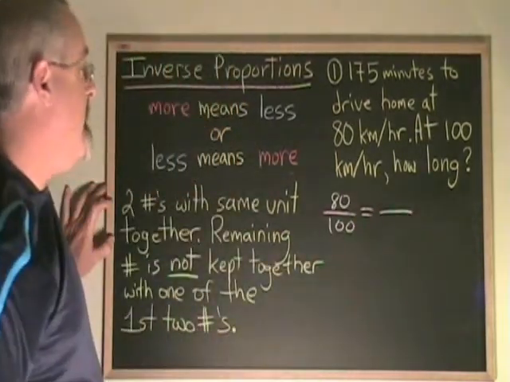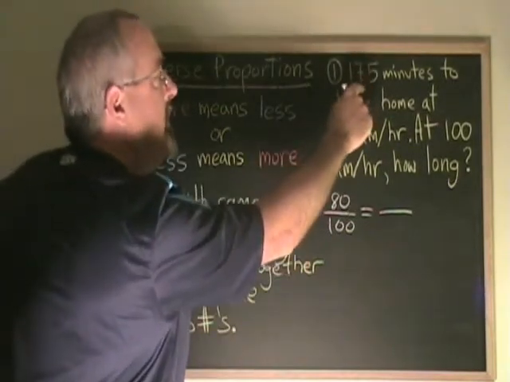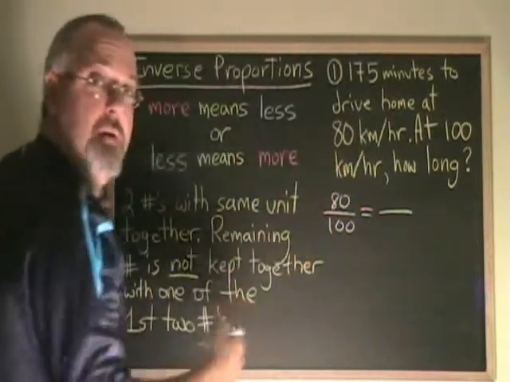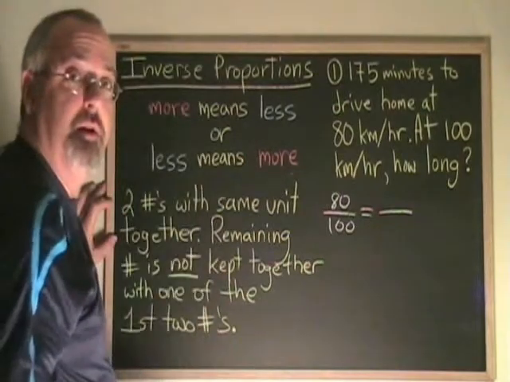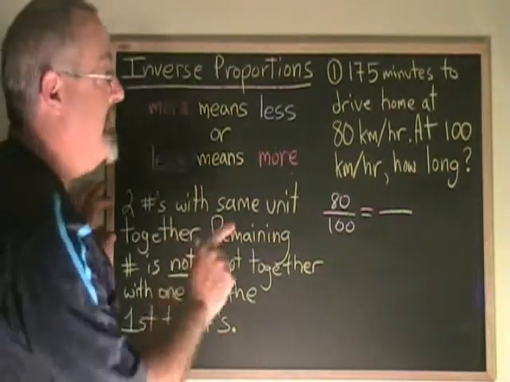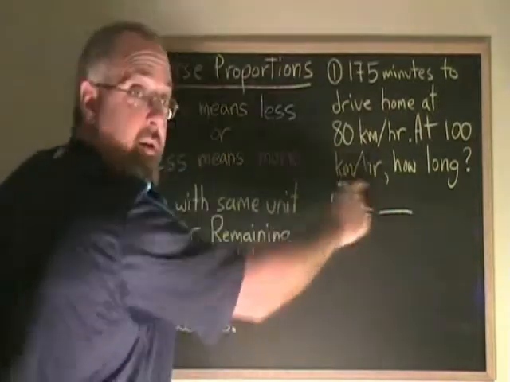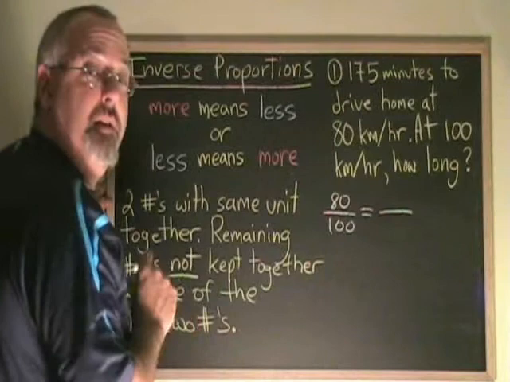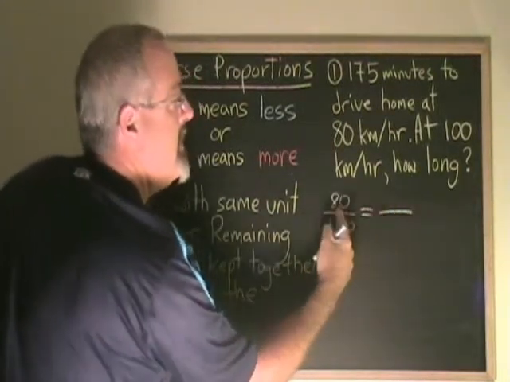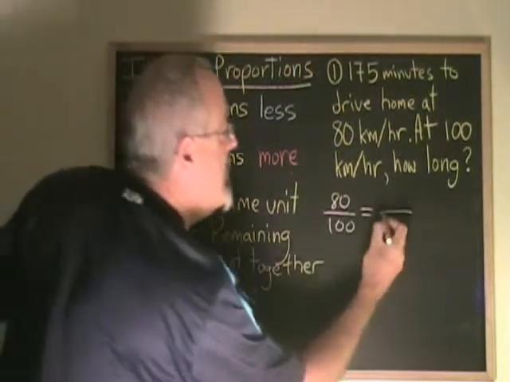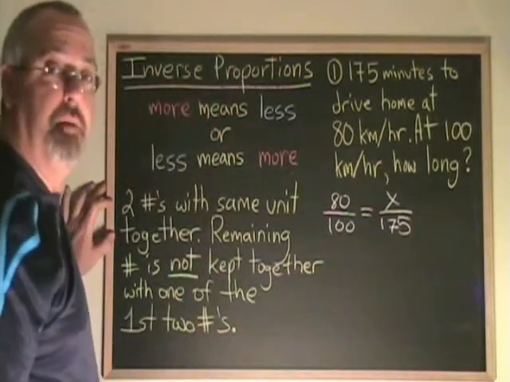Then I look for the remaining number, and I see 175 minutes. The 175 minutes goes with the 80 kilometers per hour in this situation. But because this is a more means less situation, and it is not a direct proportion, it is an inverse proportion, instead of keeping the 175 and the 80 together in my equation, I deliberately break that rule and I keep them apart. Instead of putting the 175 on top so that it can be together with the 80, I put it on the bottom. And I put the x in the last remaining place.